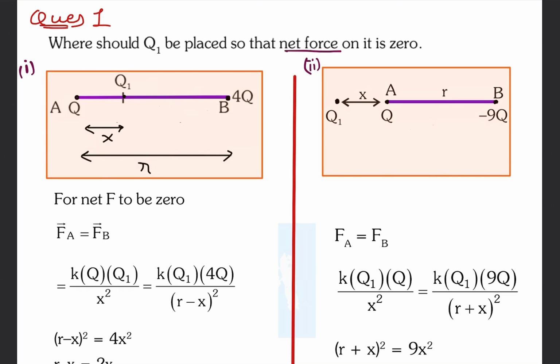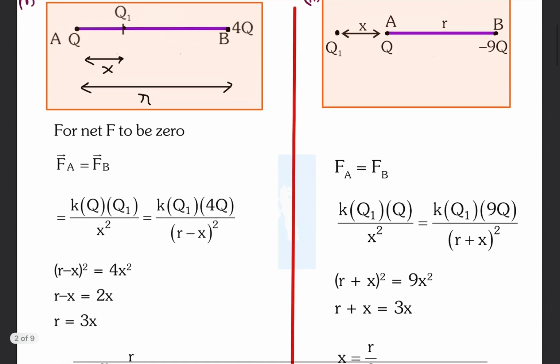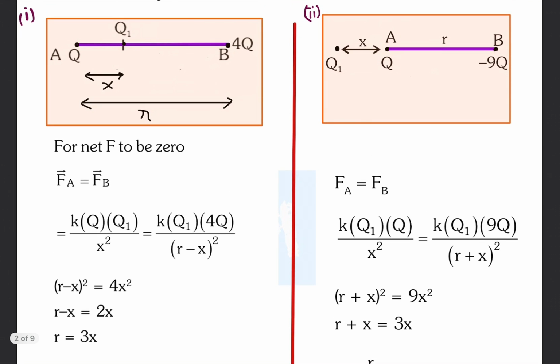I will explain this question first, such that net force on charge q1 is 0 in both the cases, and I will also tell you the short trick. There is a formula, and you can solve this question very fast. Okay, fine. After that I will tell the second part also, how we will solve for the condition that the system remains in equilibrium.